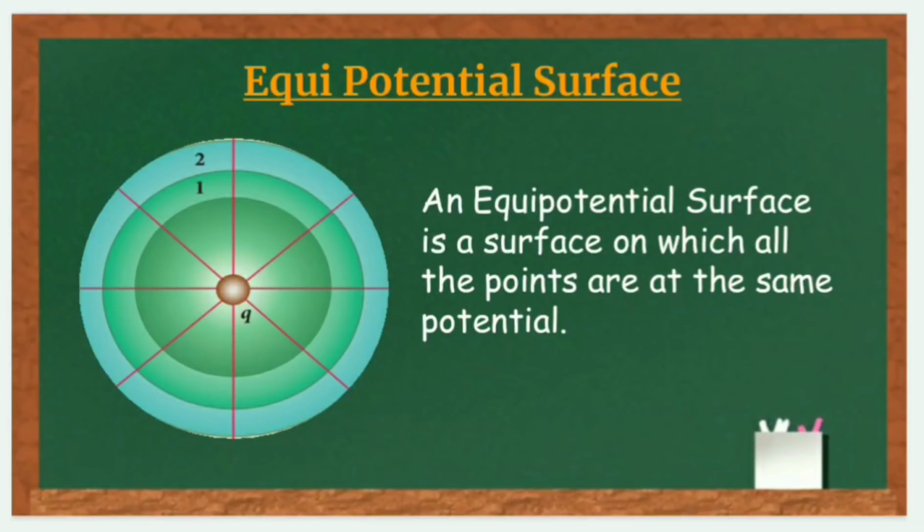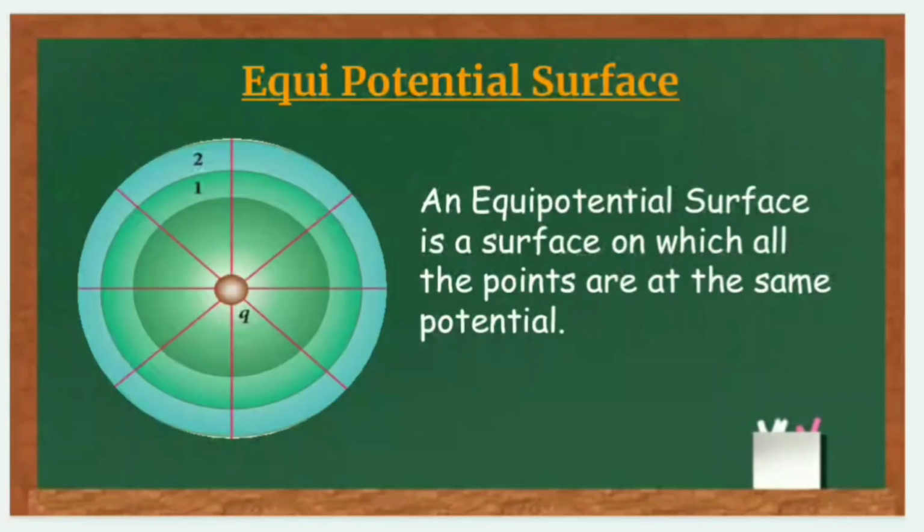So what do you mean by equipotential surface? An equipotential surface is a surface on which all the points are at the same potential. So if you consider a surface, and in that surface all the points are of the same potential, that will be called an equipotential surface. You yourself know that the meaning of the word equi is nothing but same, right? So that is the definition for it. We are going to see two examples to understand it better.